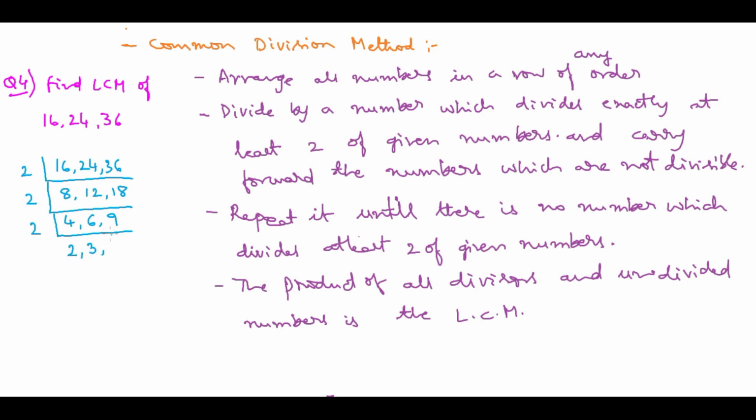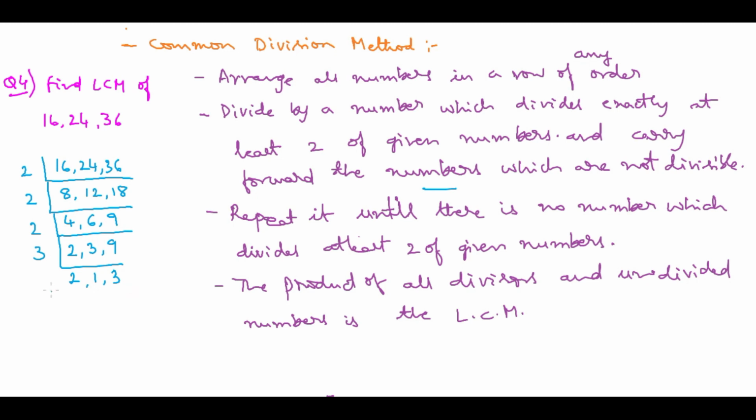Two 2s are 2, two 3s are 3, and 9 is not divisible by 2, so that number is retained and carried forward. Now with 2 only one number is divisible, but with 3 two numbers are divisible. So let me move to 3. 9 is not divisible by 3 with the others, so it is carried forward, giving 2, 3 and 3. Now no number other than 1 divides any two of these numbers.